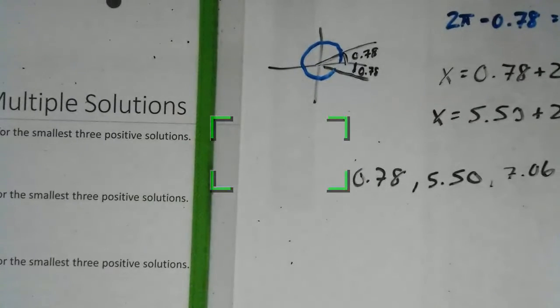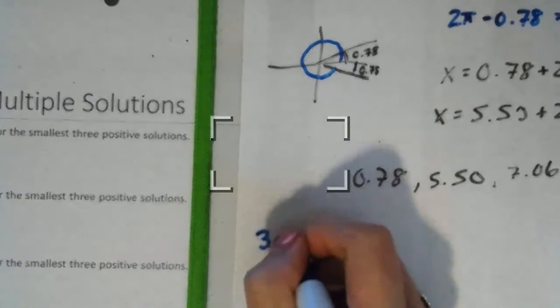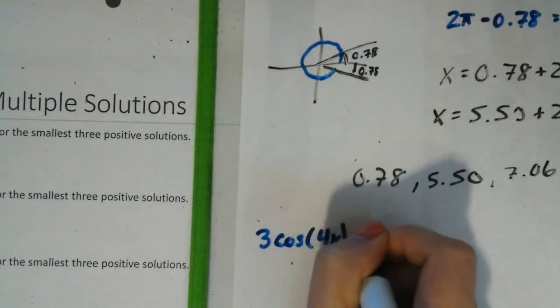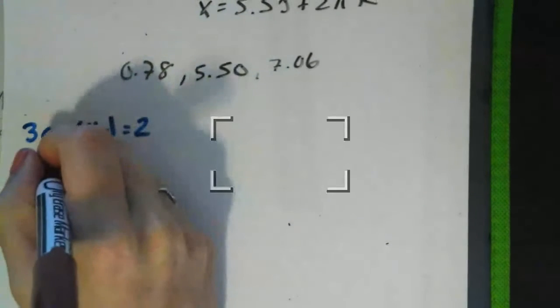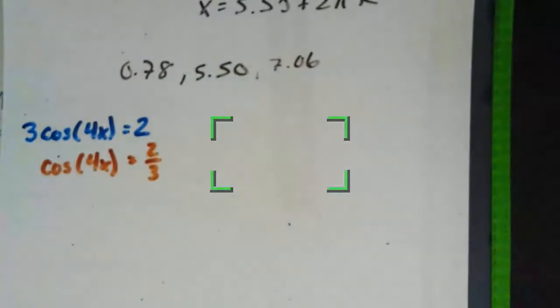Next up, we are solving 3 times the cosine of 4x is equal to 2 for the smallest 3 positive solutions. This one's going to work really similar to the last one, but this 4 is going to try to trip us up. So first of all, I'm going to want to take the inverse cosine, but I can't until I get my cosine alone. So I'm going to divide both sides by 3. That means the cosine of 4x is equal to 2/3. Now I can take the inverse cosine of both sides.